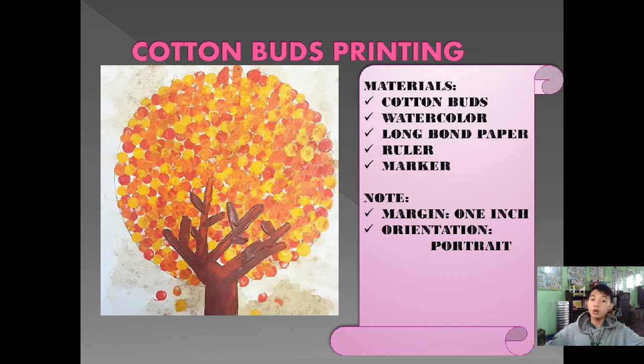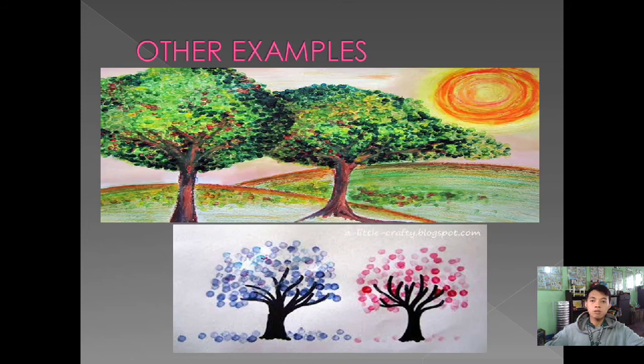Now, the ruler and marker must not be missing. Of course, the margin must be drawn with a marker. It cannot be done with a pencil only. It cannot be. It should be uniform. Then remember, the margin is 1 inch and the orientation is portrait. Am I clear? Good. So, look at the other examples. Yeah, so you can paint or apply printing using cotton buds.